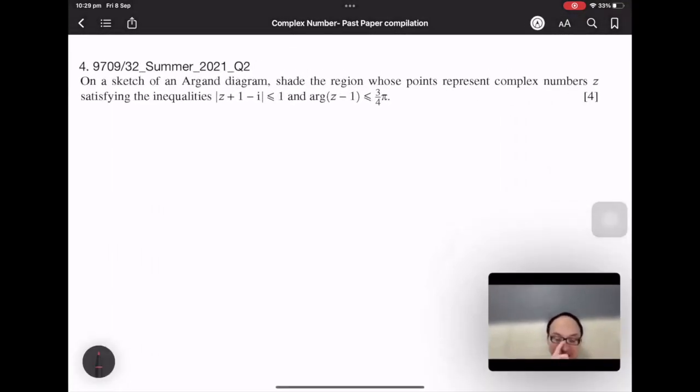On a sketch of an Argand diagram, shade the region whose points represent complex numbers z satisfying the inequalities. So this is the modulus of z minus 1 plus i, smaller than or equal to 1. And this is z minus 1 plus 0i. So we can draw it.